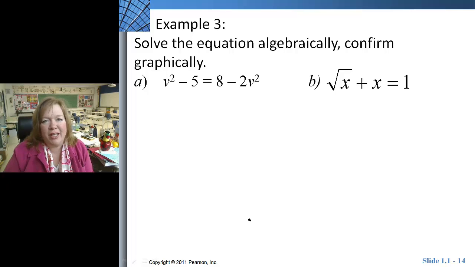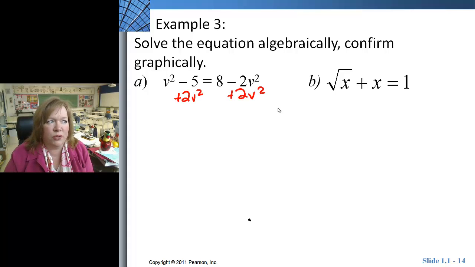Well, hello dear. This is the second part of section 1.1 notes, and we're continuing on with some examples of solving using your graphing calculator. So this first example says, solve the equation algebraically, confirm graphically. So the first thing I'm going to do is solve both of these equations, and then I'll show you how to use your graphing calculator. So you will need that if you don't have it already out.